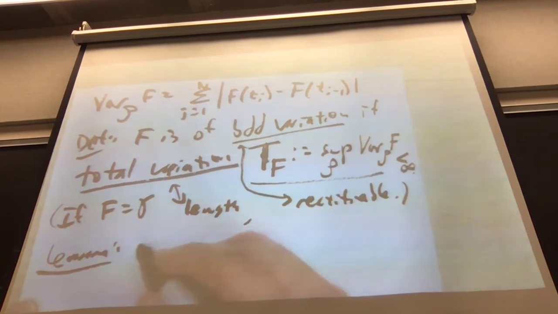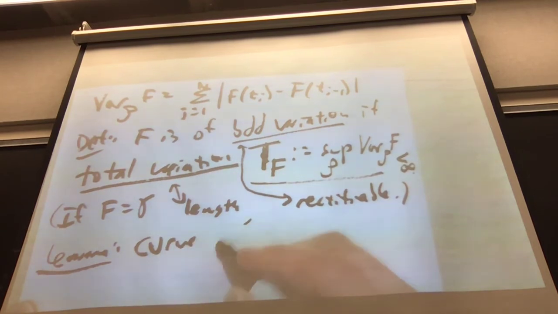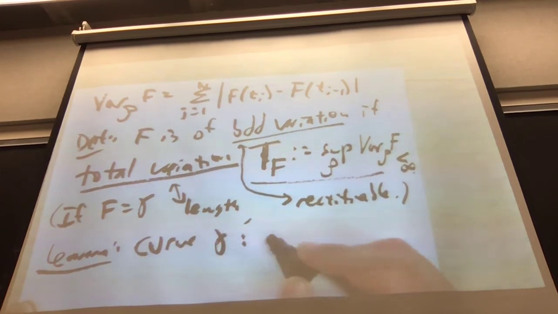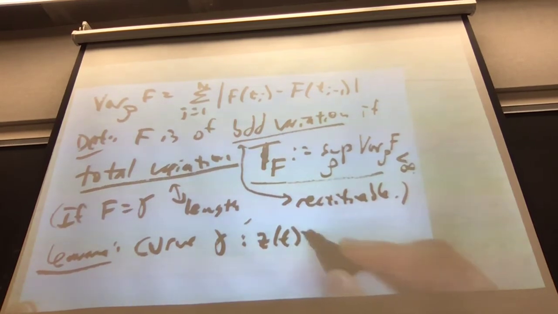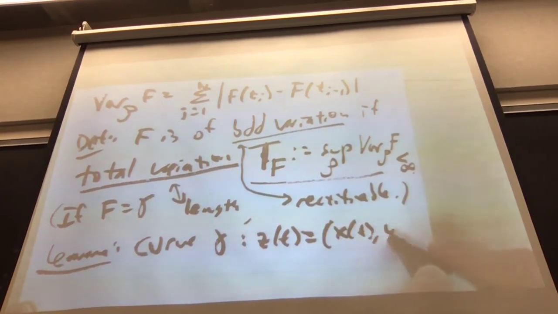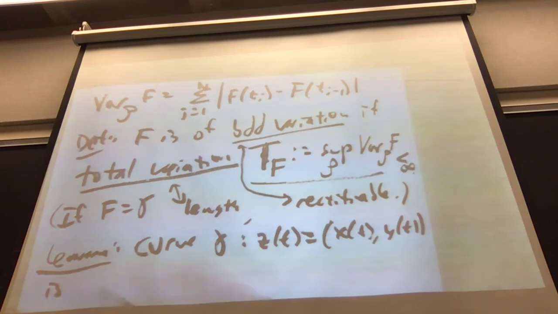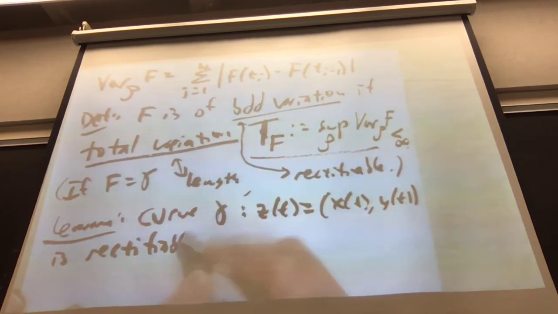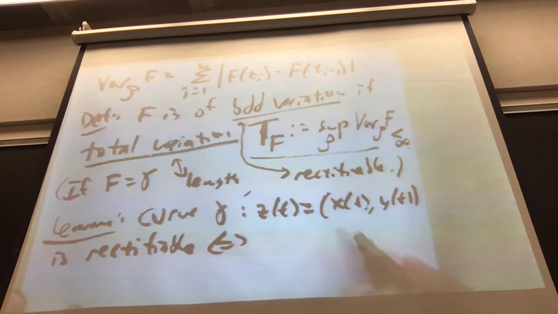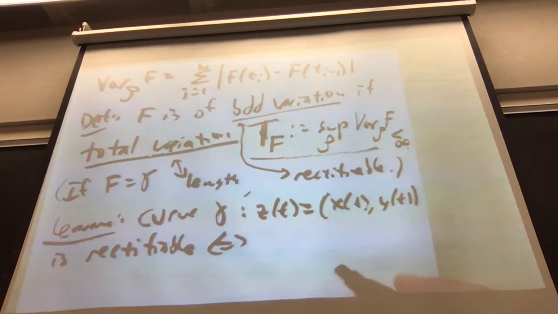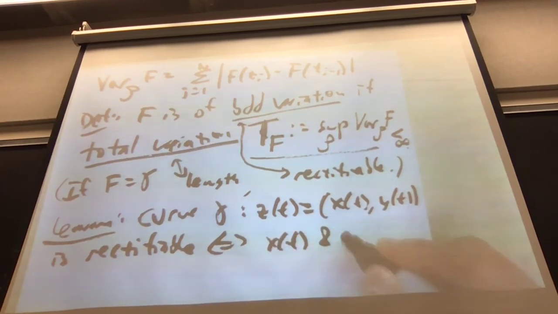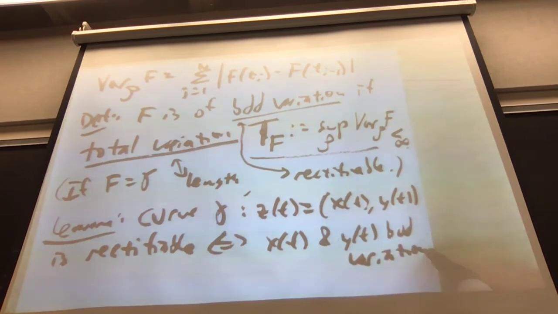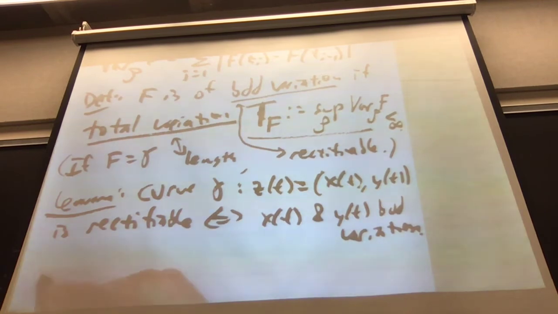Okay, let's prove a little lemma. A parametrized curve gamma given by z of t equals x of t, y of t is rectifiable if and only if the components x of t and y of t are of bounded variation. And the proof is one line.